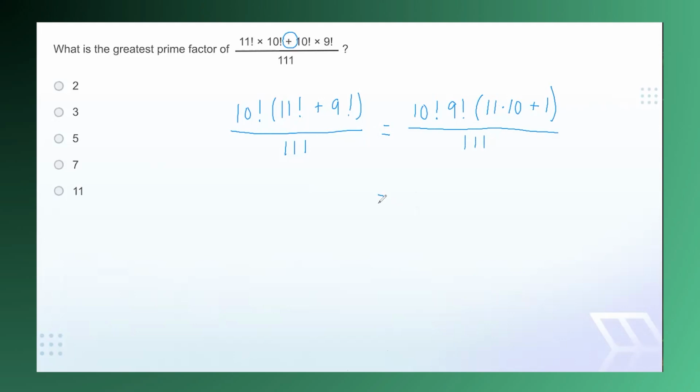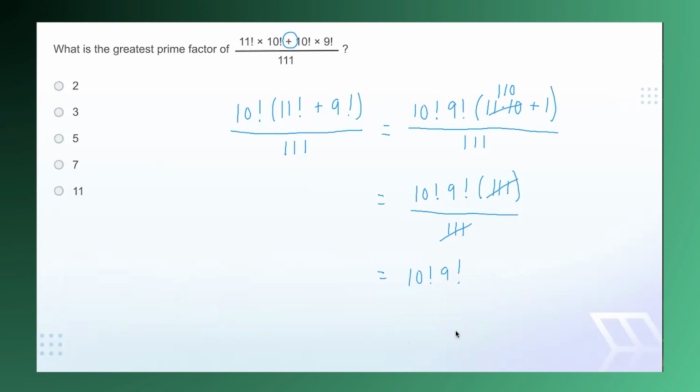Okay, now the math in my parentheses is simple enough. So 10 factorial times 9 factorial. 11 times 10 is going to be 110, plus 1 is going to be 111. My addition is gone. And hey, look. Now I have a 111 in my parentheses, which is the same as the 111 in my denominator. I can cancel these both out, leaving me with 10 factorial times 9 factorial. Didn't even need to factor the denominator at all.